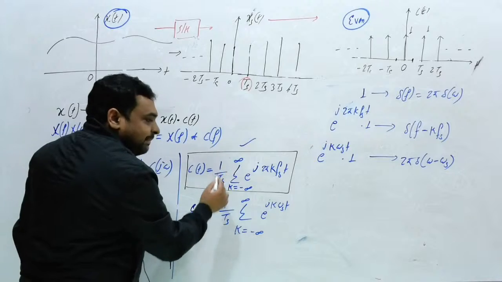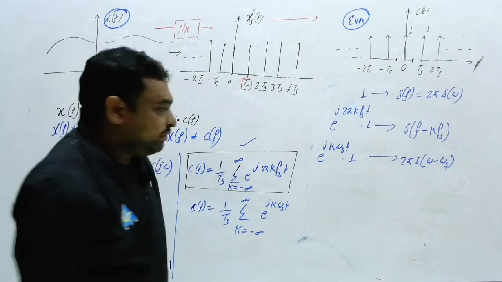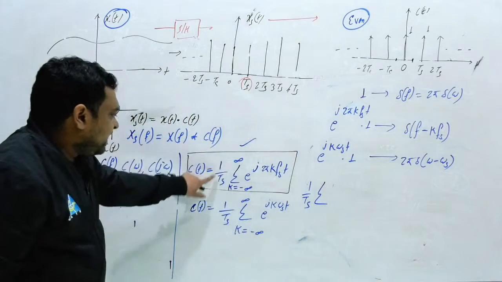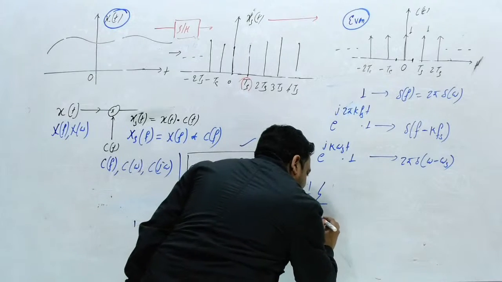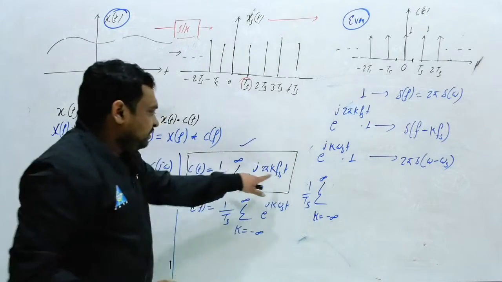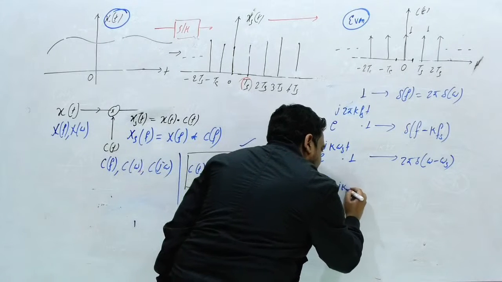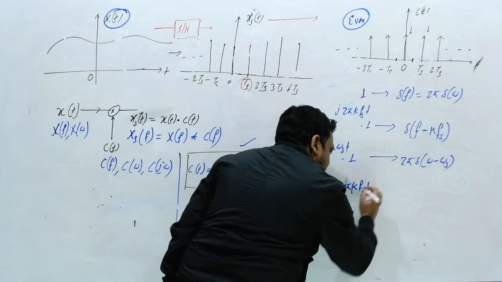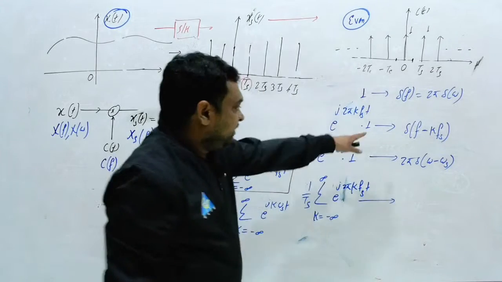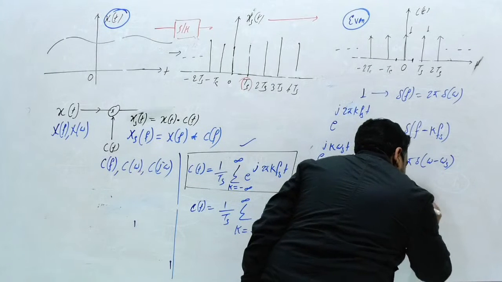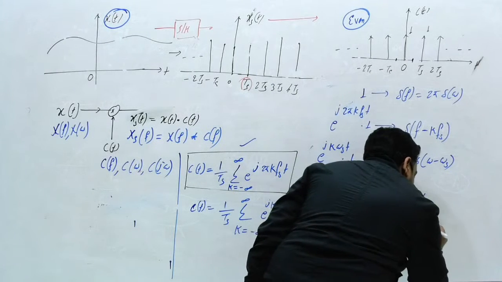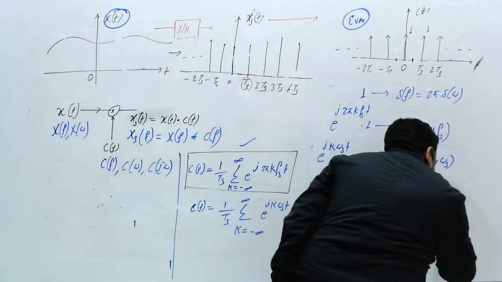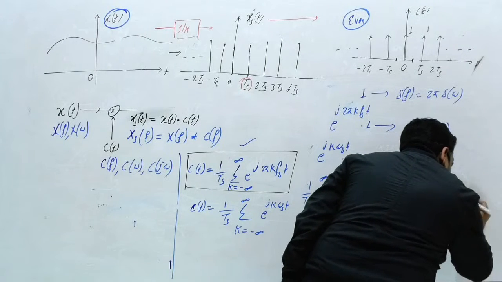Now, if I put 1 by Ts and the summation here, it will not affect the right side. So, what will be the Fourier transform of 1 upon Ts, summation k equal to minus infinity to infinity, e raised to power j 2 pi k fs into t? You will get 1 upon Ts, summation k equal to minus infinity to infinity, del f minus k times fs.